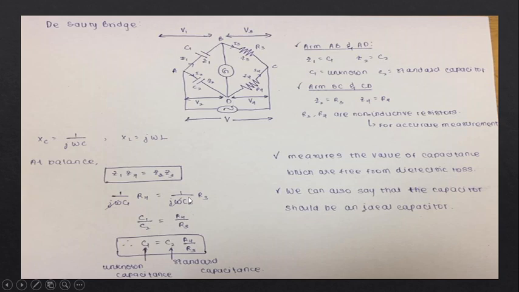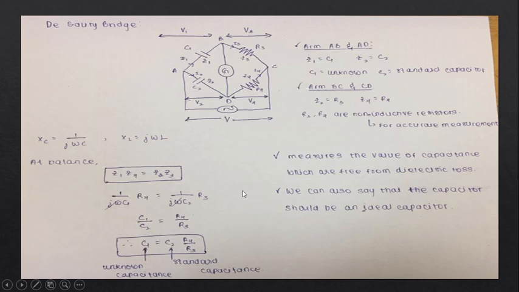Looking at the right hand side and the left hand side, we can see that j omega and j omega can be cancelled, and it can be arranged in the form C1 divided by C2 equals R4 divided by R3. Therefore, C1 equals C2 times R4 divided by R3. Here C1 is the unknown capacitance and C2 is the standard capacitance.